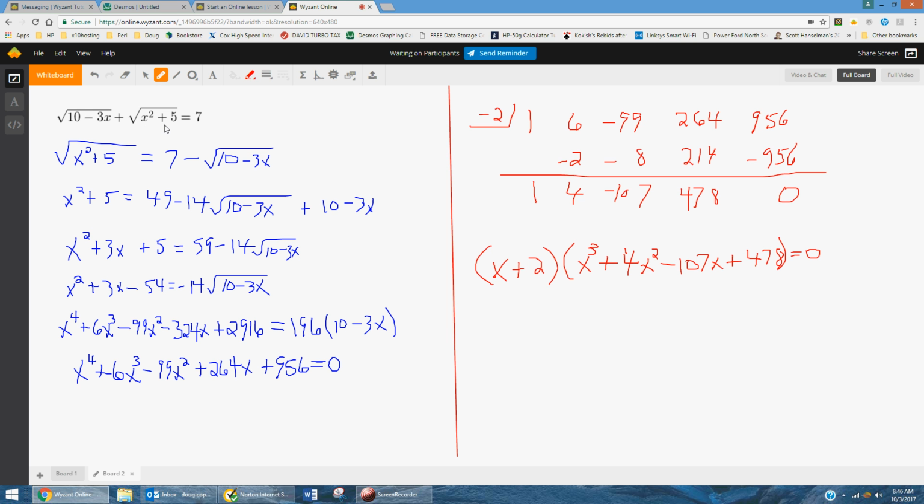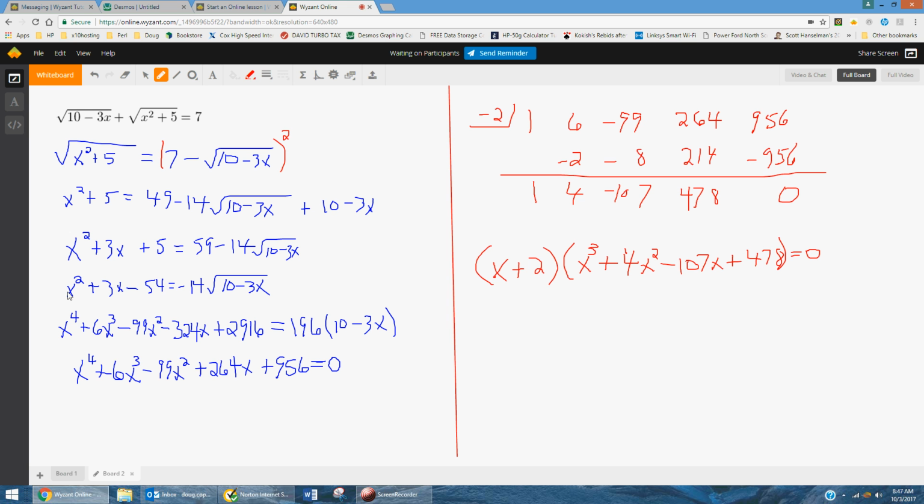Okay, so I chose to isolate the radical x squared plus 5, so I took the 10 minus 3x to the other side and wrote it this way. Squared both sides, and over here I just get x squared plus 5 because that's what's under the radical. Over here, I have to square this binomial. So it's a minus b, the quantity squared. Square the first term, double the product of the two terms, square the second term. Then I collected similar terms and isolated the square root of 10 minus 3x.